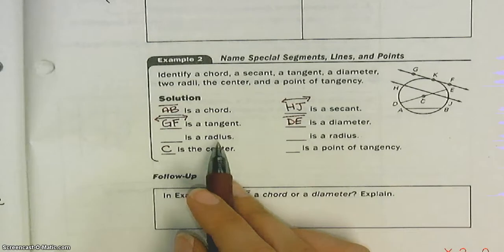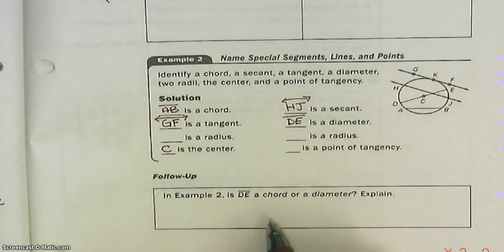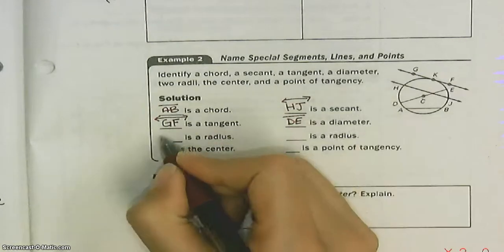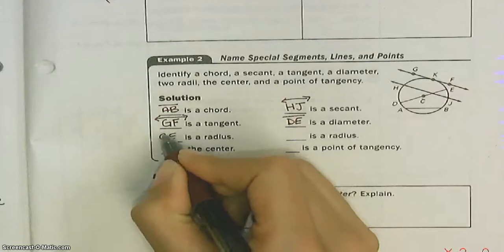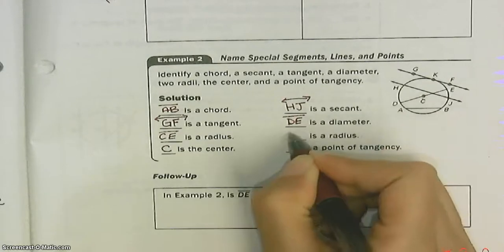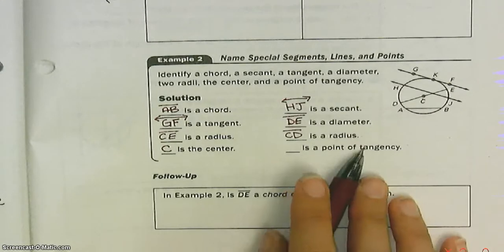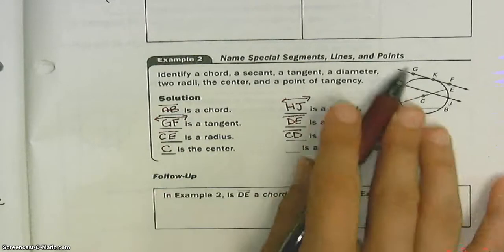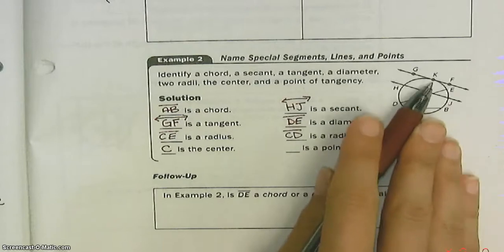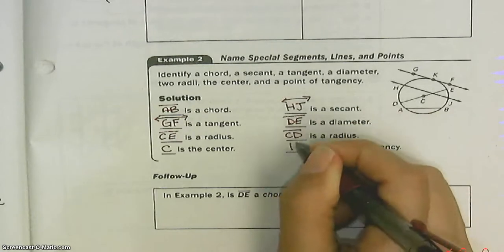A radius. Well, we've got to start at the center and go to the edge. So start at C, go to the edge. We could also go this way. C, D. And blank is a point of tangency. So a point with, let's see, our tangent line is GF. And we need a point where it touches. The point where it touches the circle is K.